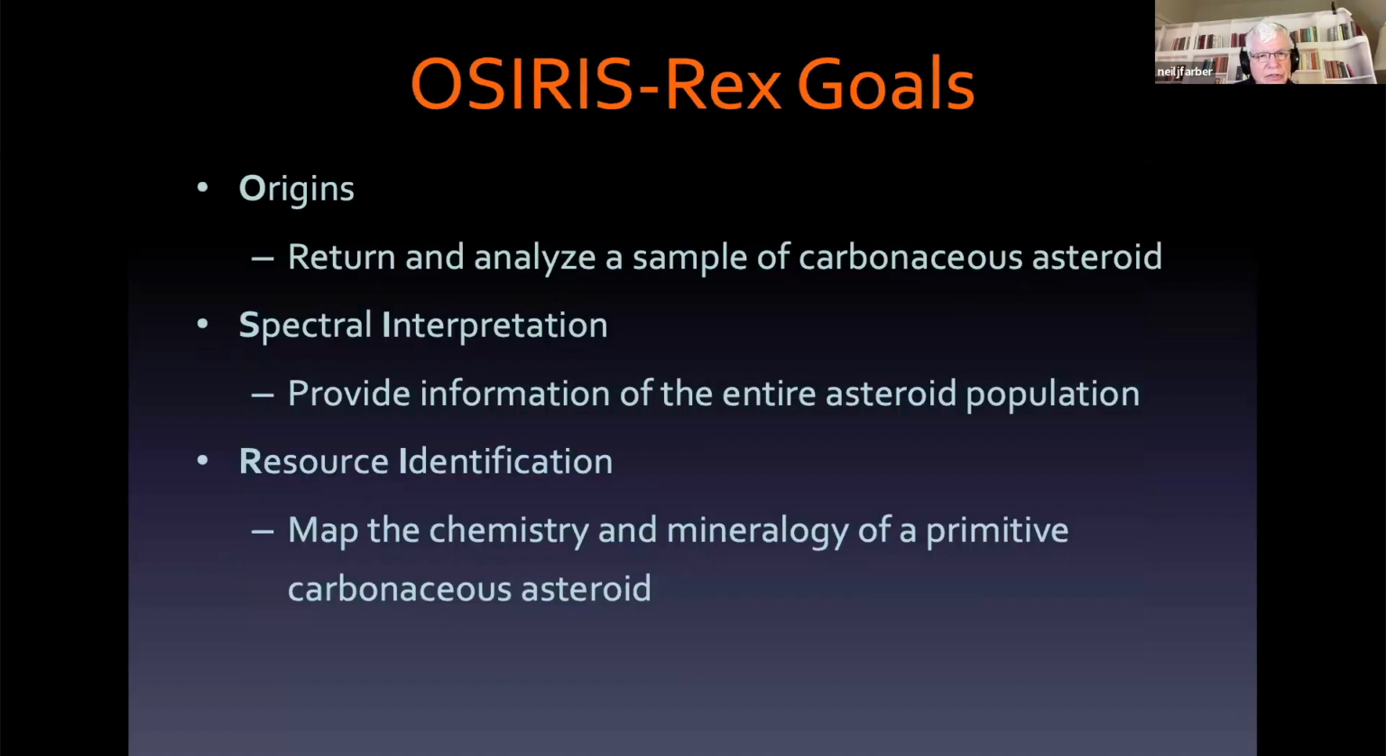But OSIRIS-REx returned and analyzed a bigger sample of carbonaceous material from a carbonaceous asteroid, Bennu. And its spectral interpretation provided information of the entire asteroid population, which means basically any carbonaceous asteroid is going to have the same kind of material.